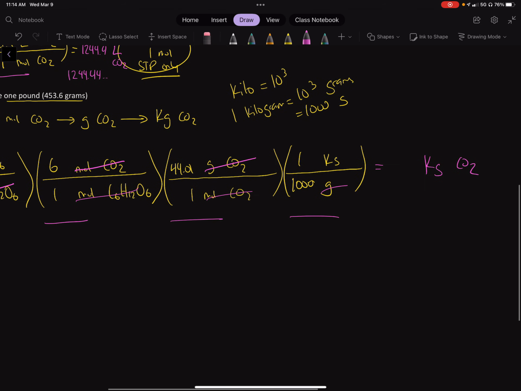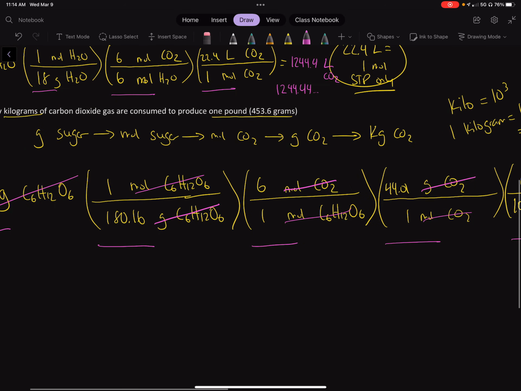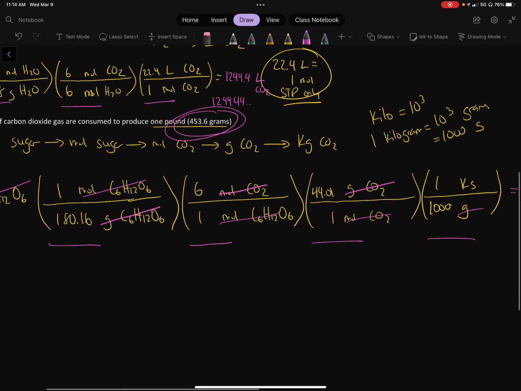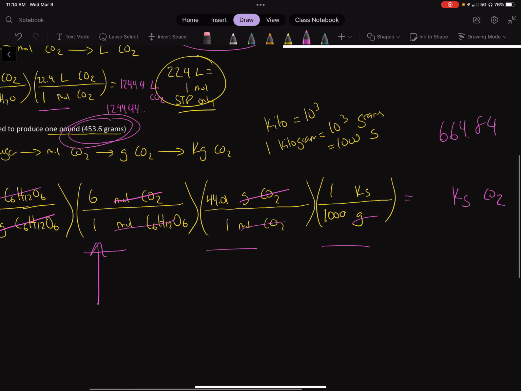And when I did that, my calculator told me 664.84, and the original problem gave us a starting value with 4 sig figs, and none of our other values really restrict us. So again, the molar ratio that's in here is like an exact quantity. So that's not going to limit how many sig figs, because it's exactly 6 moles of CO2 that react to make 1 mole of sugar. That's an exact amount.